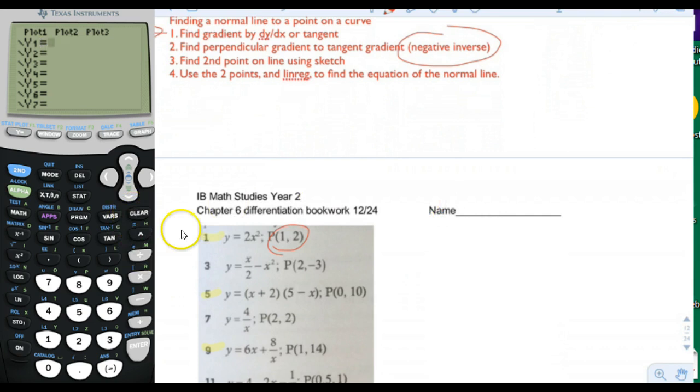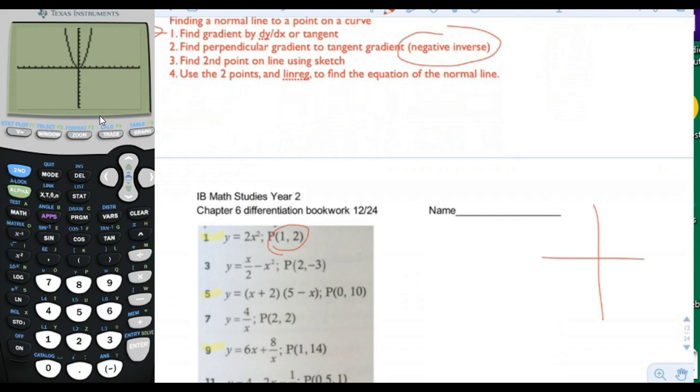Okay, so the beginning is the same. You're going to take the function 2x squared, and you are going to put it in the calculator, and you're going to graph it. And it should be, yeah, it's just a parabola like we always do. Okay, so it's a parabola. And there's a point on here, 1, 2, where they want us to find the normal line, which passes through that point perpendicularly. So I'm going to show you the steps we're going to do to find that.